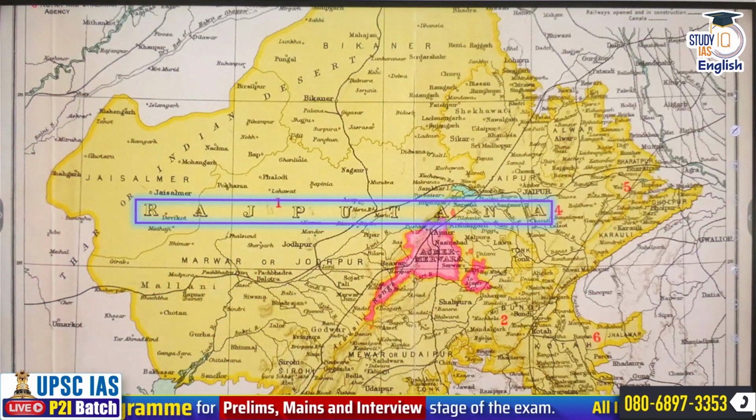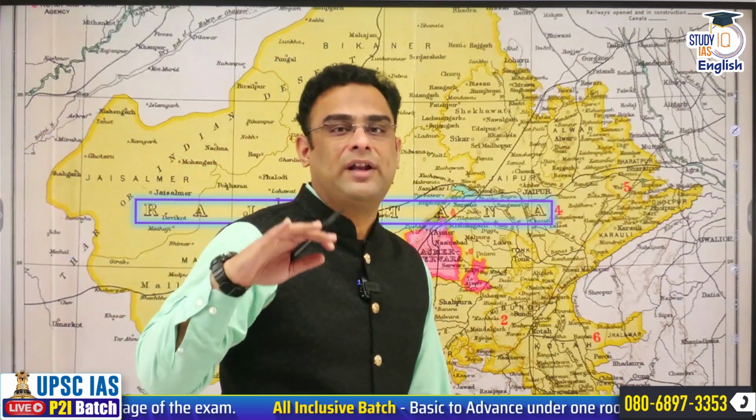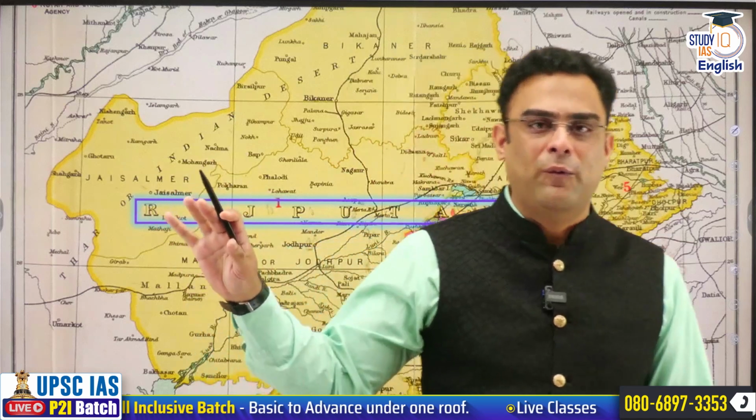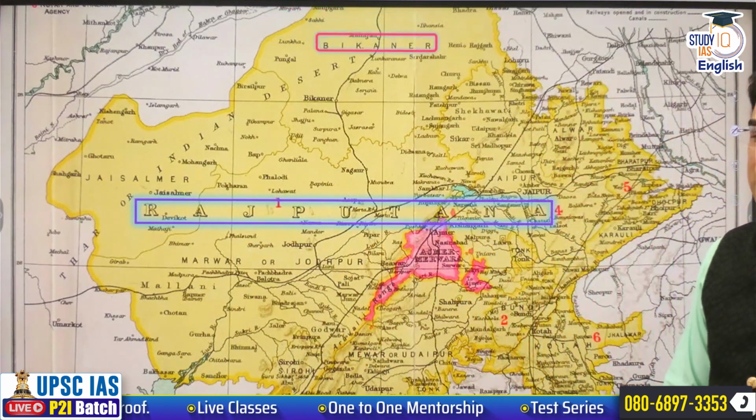We keep on using the names of these states, but sometimes students do not look at the maps and are not able to really gauge where which states were located. So I'm just sharing this map briefly with you. What were the major states?